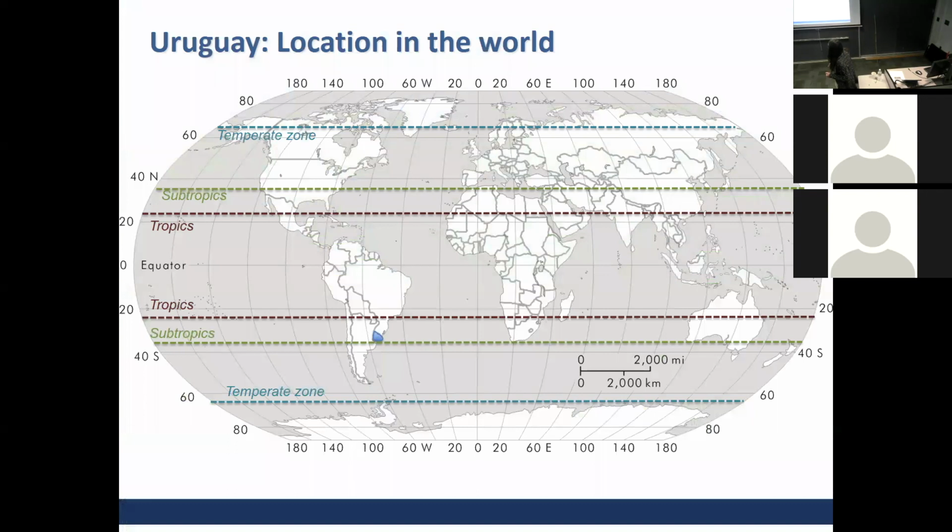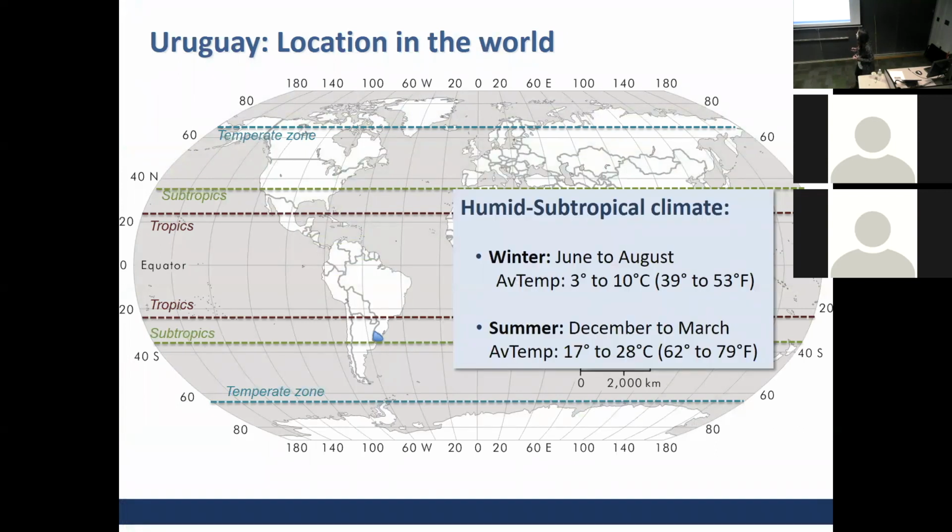So first of all, where is Uruguay? Uruguay is this very tiny little country here in southern South America. And as you can see in this map, it's right on the limit between the subtropical and temperate zones. For this reason, the Uruguayan climate can be classified as humid subtropical, so we have 4 very well-defined seasons. The most extreme, of course, are winter and summer. The winter runs from June to August, where the average temperature can go between 3 to 10 degrees.